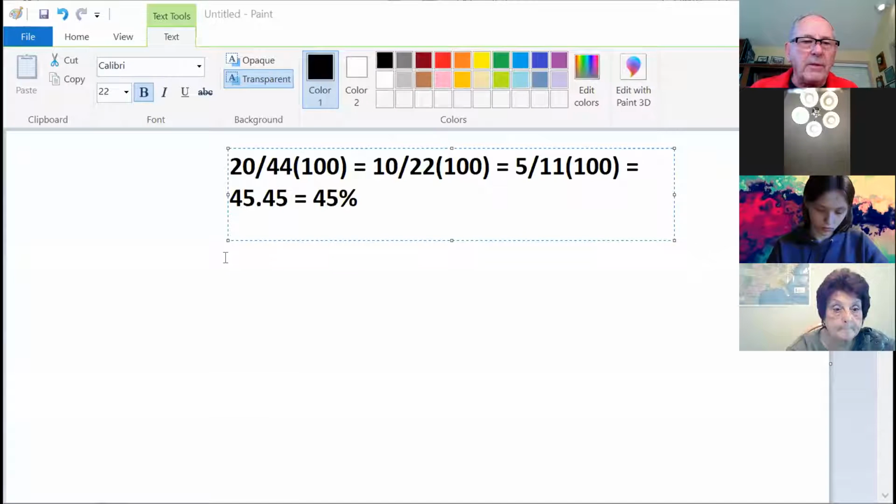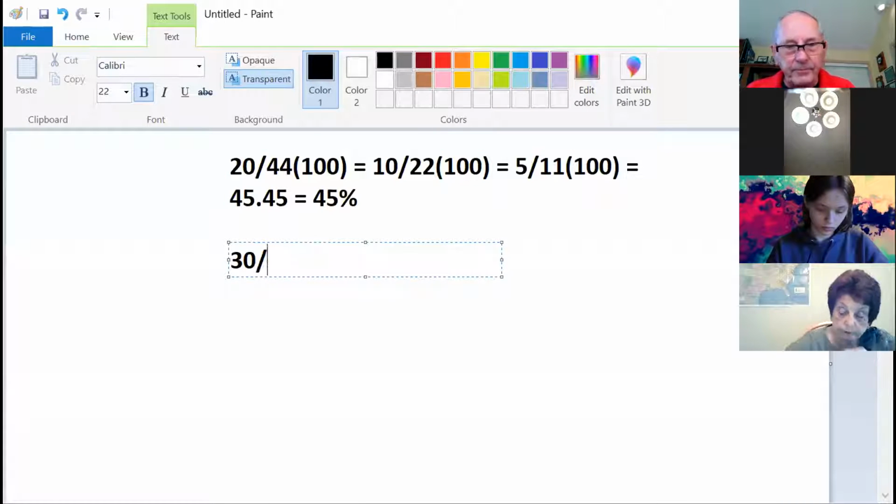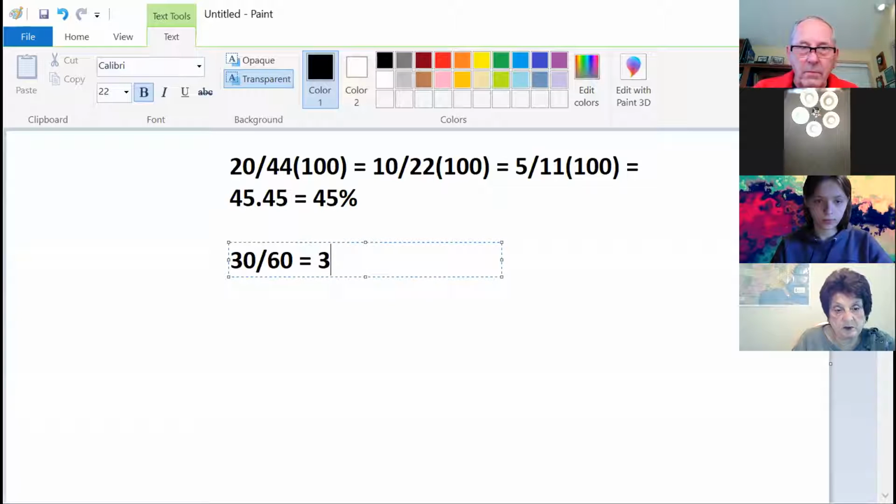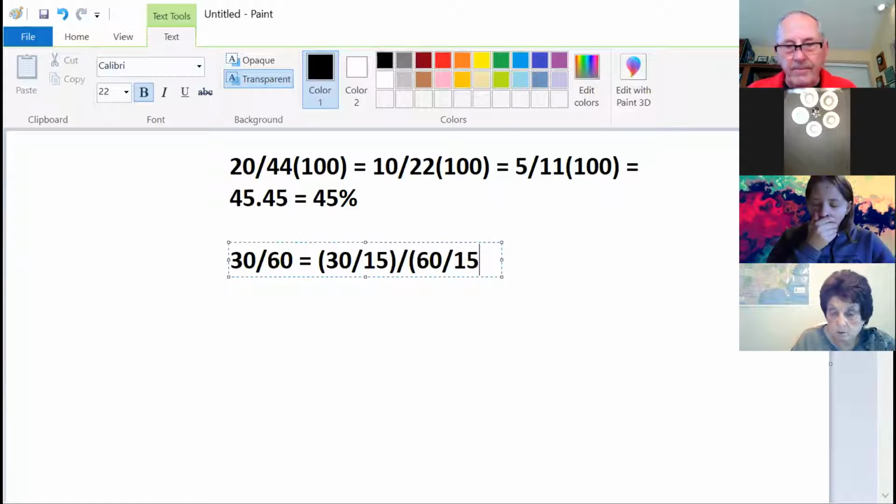So we said 30 to 60, right? And we want to turn that into a ratio. We can reduce 30 to 60 down to the lowest. What's the highest common factor for 30 and 60? 10? Well, you could do 15. We can start out with 15, there's nothing wrong with that. So it's 30 over 15, divided by 60 over 15, right? We okay so far?